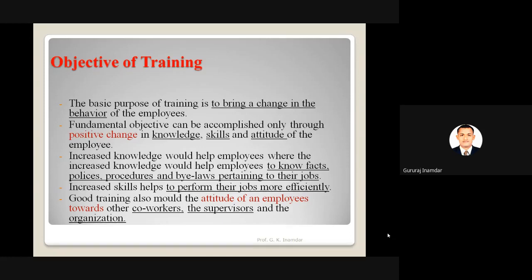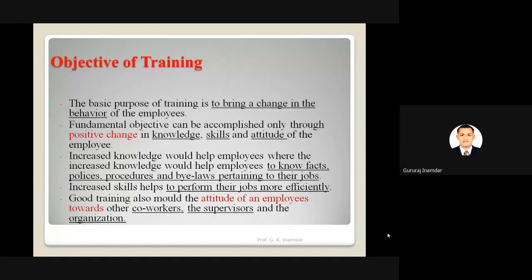Training will be successful only through positive change in knowledge, skills and attitude. म्हणजे तुम्ही दिलेलं ट्रेनिंग जर त्या माणसाला लागू झालं, ओके, नाहीतर रात्रभर रामायण सांगितलं सकाळी रामाची सीता कोण असं जर म्हटलं तर दॅट विल बी वेस्ट. Okay, so the fundamental objective is accomplished only through positive change.